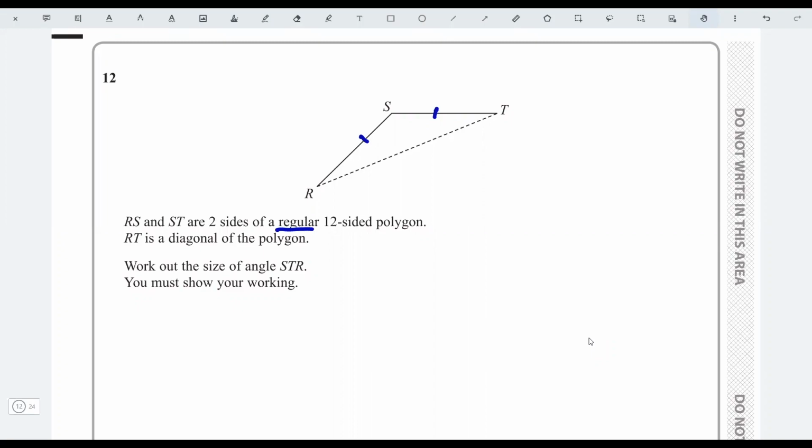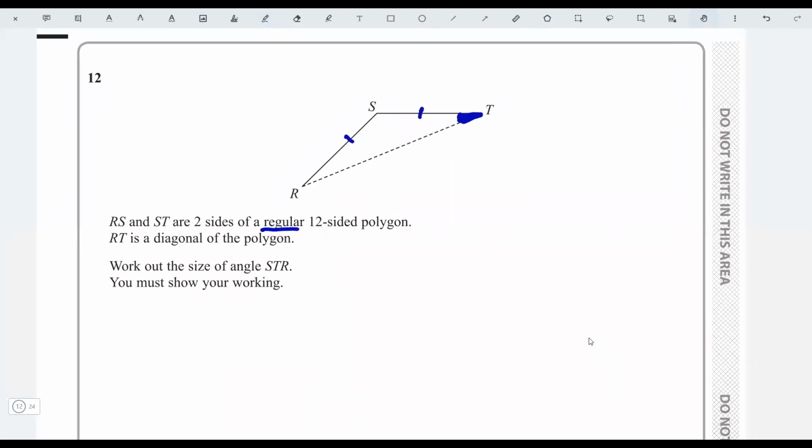They haven't told us that. They expect us to figure this out because they've said the word regular. So it's really important with some of these higher questions that you need to read in between the lines and try and look for what they're trying to ask you to do. So RT is a diagonal of the polygon, and we have to work out the size of the angle STR. So STR is this angle here. So shade it in or highlight it, whatever you want.